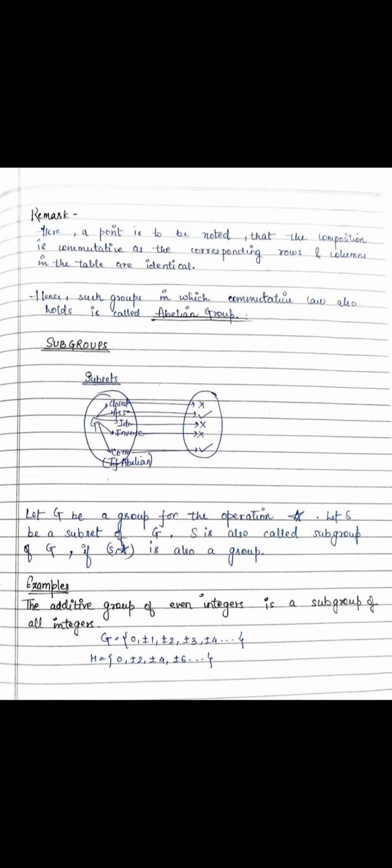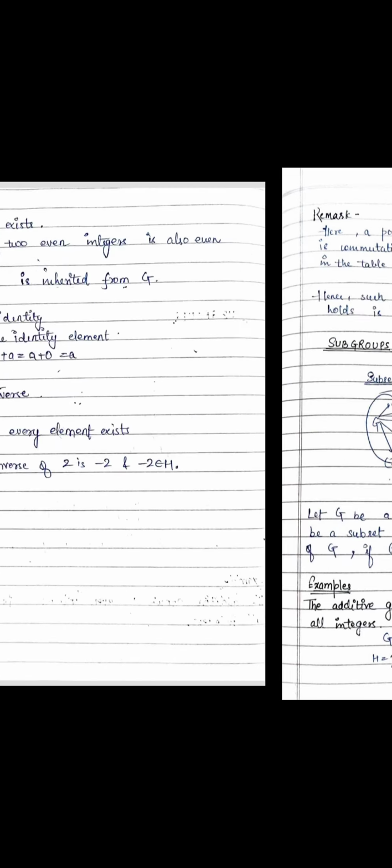Coming on to the first property, that is closure property. As the sum of two even integers is always even, closure property exists here. Associativity is inherited from G, as H is a subset of G. Third is existence of identity, as here 0 belongs to H and 0 is the additive identity, as 0 + a = a + 0 = a.